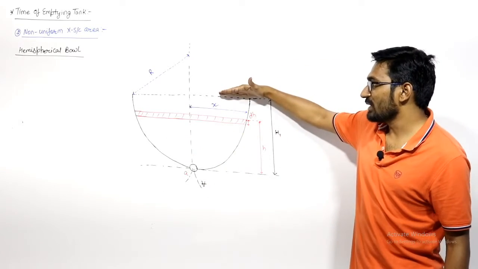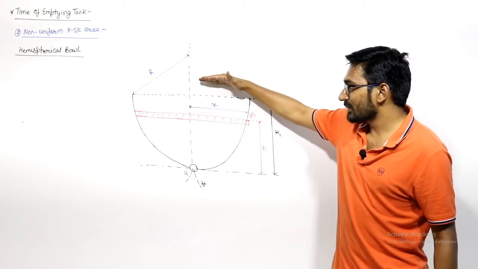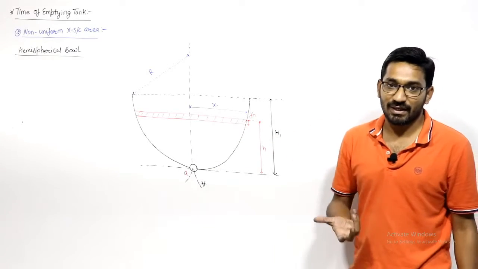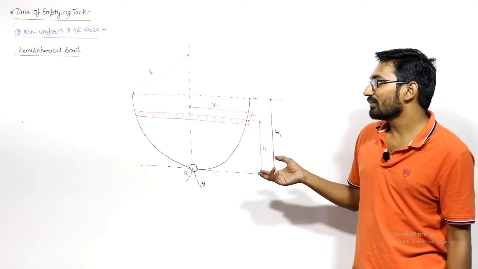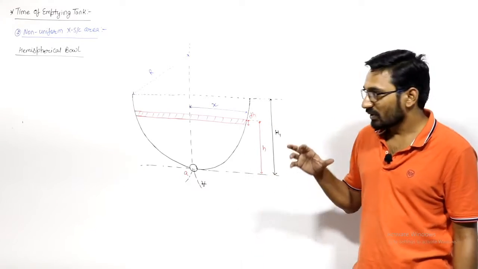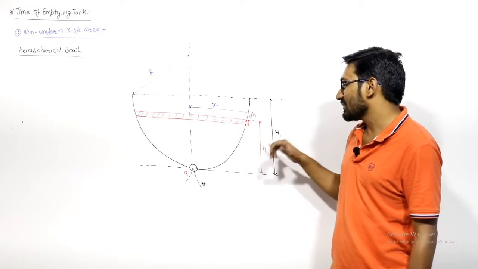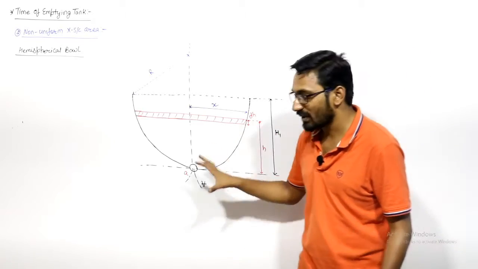Now let us say this is a hemispherical ball in which fluid is there. This is the initial level of the fluid, at height h1 from the base. As we go down, at each and every section of this tank, the area is decreasing along with the height. So if we want to integrate it, we can't take the area as a constant. We need to find the relationship between the area and this height.